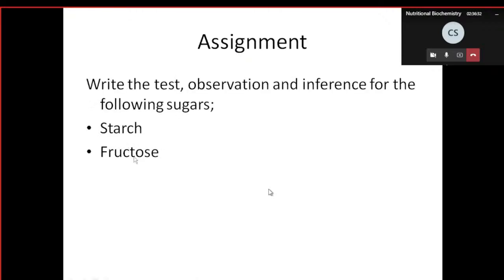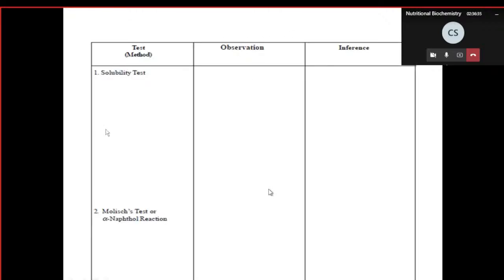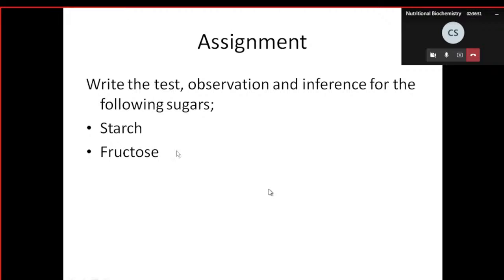Then for fructose, what will you do? You have to do the solubility test, Molisch test, Benedict's test, then Barfoed's test, to check whether it is a monosaccharide or disaccharide. Then do Seliwanoff's test, positive or negative, like that. You have to write for these two sugars.